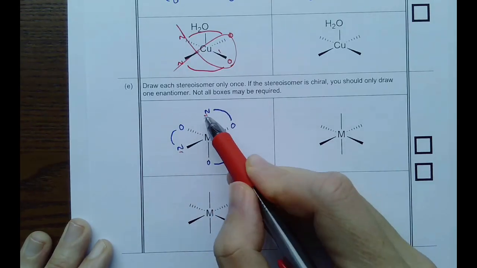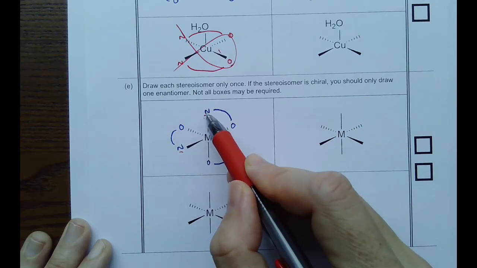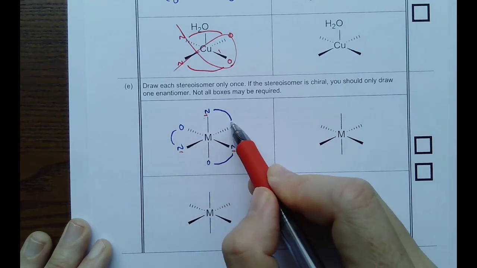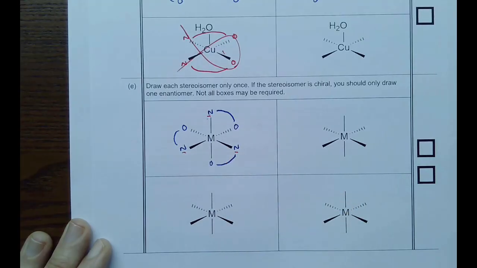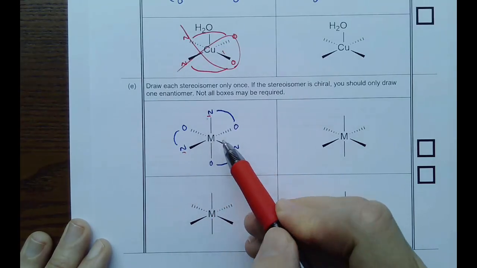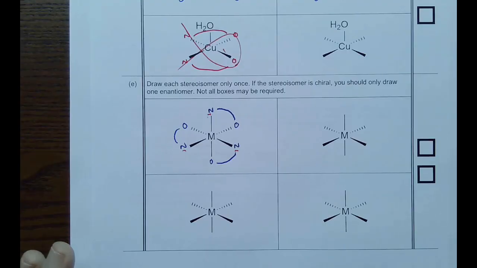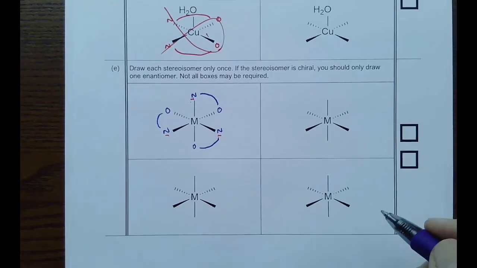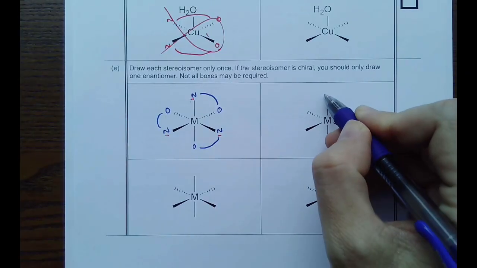Okay, so I've got a face here, I've got a face here, I've got a face here, and I've got a face at the back, and I've got the same 4 faces down at the bottom, so 8. Here I've got all of my nitrogens on one face. The other isomer is always going to be the nitrogens in a line. But what do I mean by in a line?